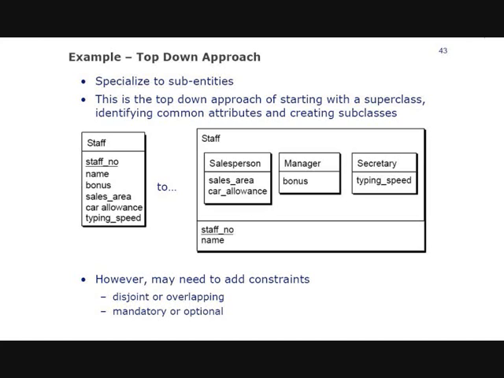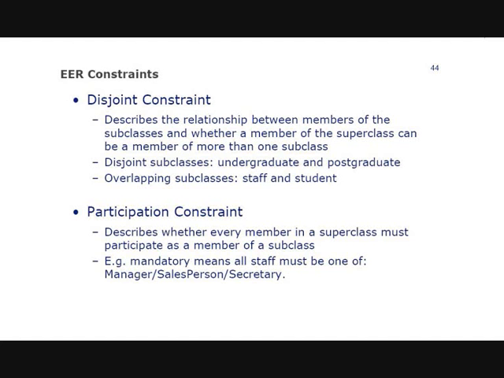What we have to look at in addition to that is some constraints that we can have. And these are what we call disjoint or overlapping constraints and mandatory or optional constraints. Okay, so let's see how those work. If I look at the disjoint constraint for a generalization or specialization, what I try to describe is the relationship between the super entities and the sub-entities. So can a subclass be a member of more than one? Can a superclass have members in more than one subclass?